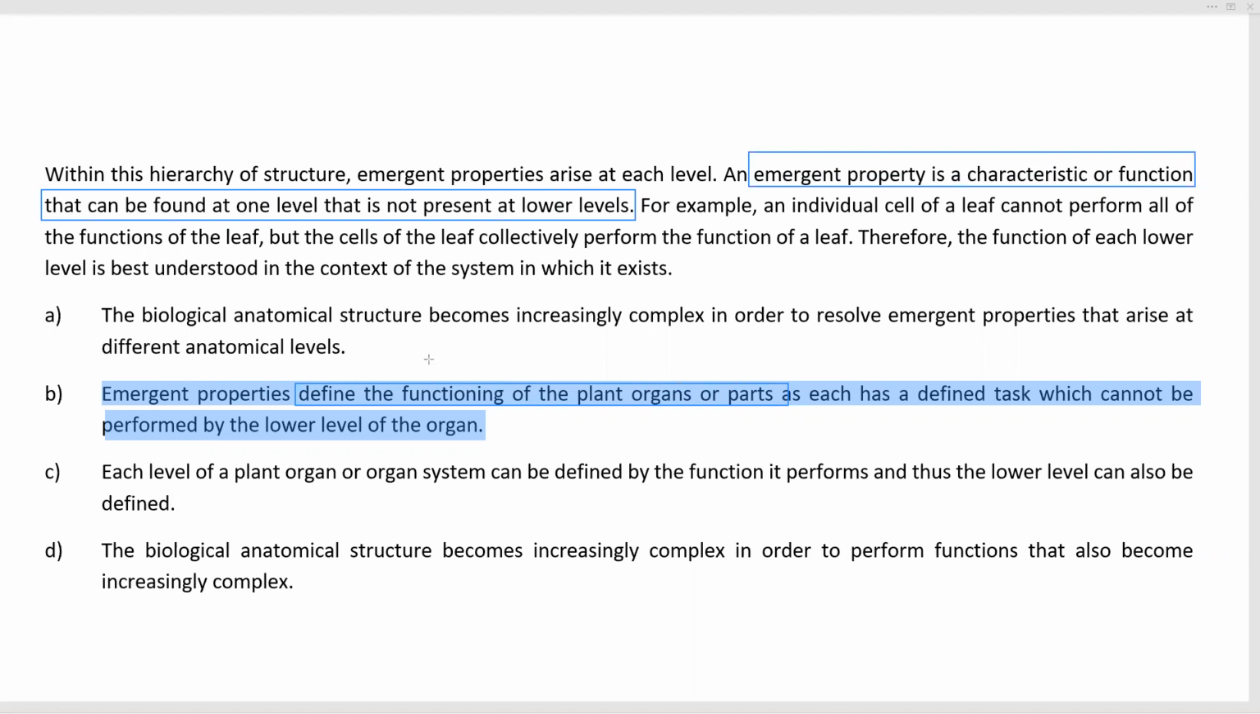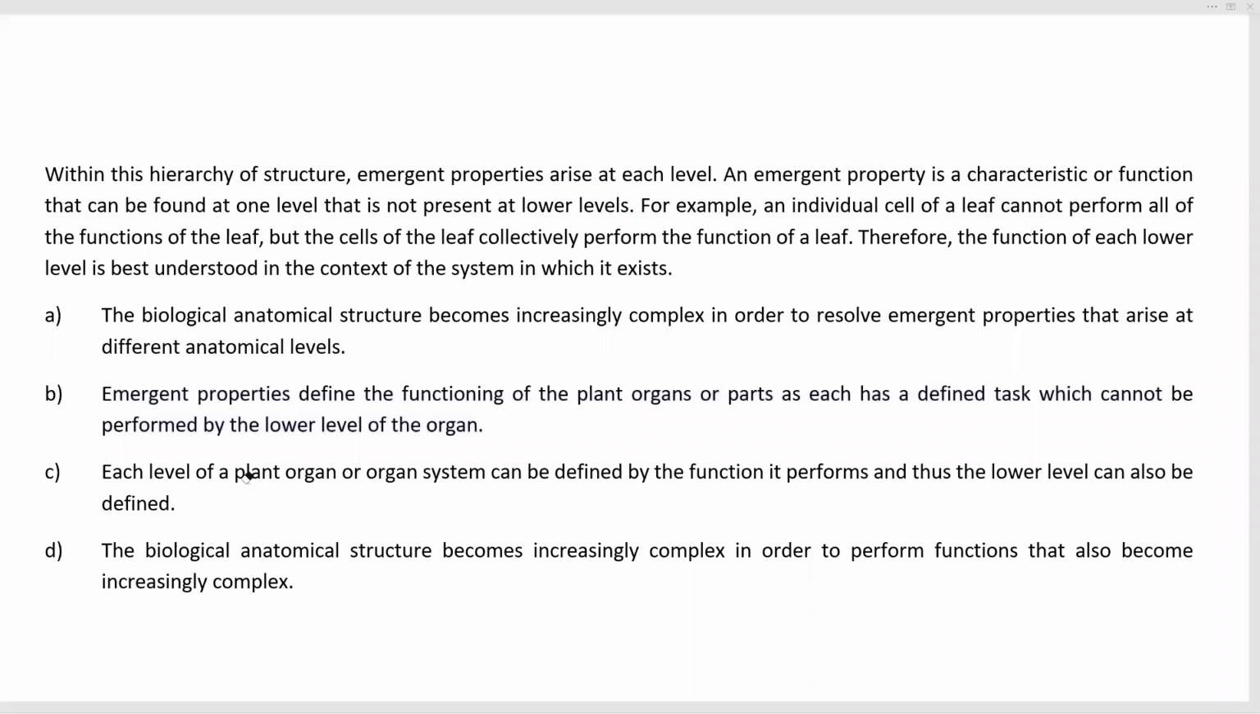Then again, we have the aspect of complexity inherent in the passage. That aspect is missing over here. We see as anatomical structures become increasingly complex in order to resolve emergent properties. So the aspect of complexity is something that we find suggested by the passage. Here we don't have that. So this is distorted as well as limited as compared to A. A has this one aspect more than this. So B is inferior to A. So we can eliminate B.